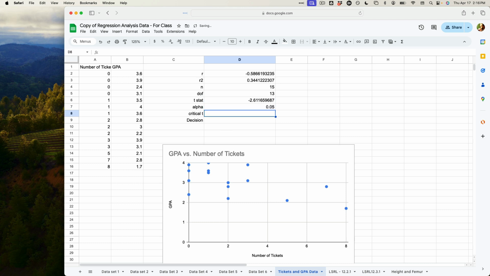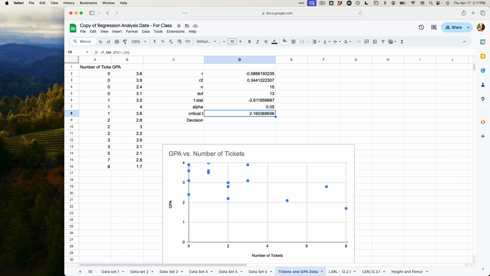My critical t, remember, is based on alpha, the significance level. Because this is a two-tailed test, I'm going to use T.INV.2T, and all I have to do is give it alpha, so it's going to split it in half. It's going to do alpha over 2 on the right, alpha over 2 on the left. Be careful, don't give this one alpha over 2. And the degrees of freedom are right here. Now this gives me the positive value for the critical t.